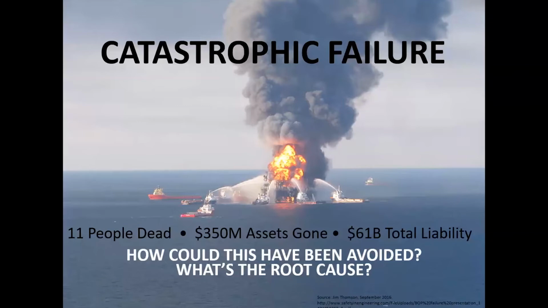So in the picture here, we have the Deepwater Horizon. For those not aware, this was the BP oil rig. It was located in the Gulf of Mexico, and in 2010, it experienced a catastrophic explosion, caused 11 deaths, 17 injured, and over $61 billion in liability losses. So how could this have been avoided? And what was the root cause? Well, there was a sequence of events that occurred to make this happen. But the investigation that was released in 2016 showed some of the major factors.